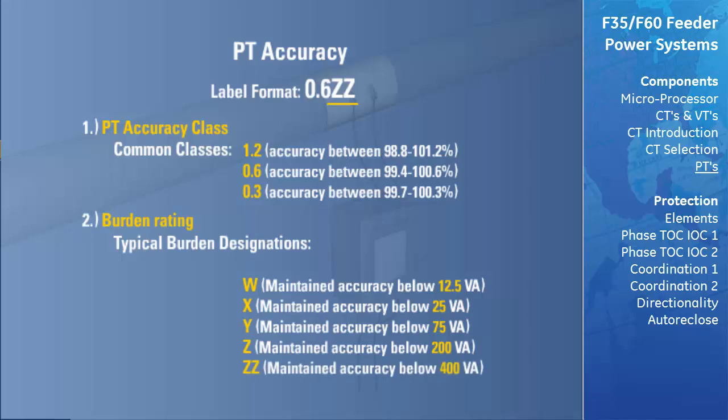And the double Z rating indicates the PT will operate accurately as long as the burden doesn't exceed 400 volt amperes. If at any time the burden exceeds the PT's rating, the accuracy classification will be compromised. In this example, the PT rated 0.6 double Z would have an accuracy between 99.4 and 100.6% as long as the burden of the PT remains under 400 volt amperes.